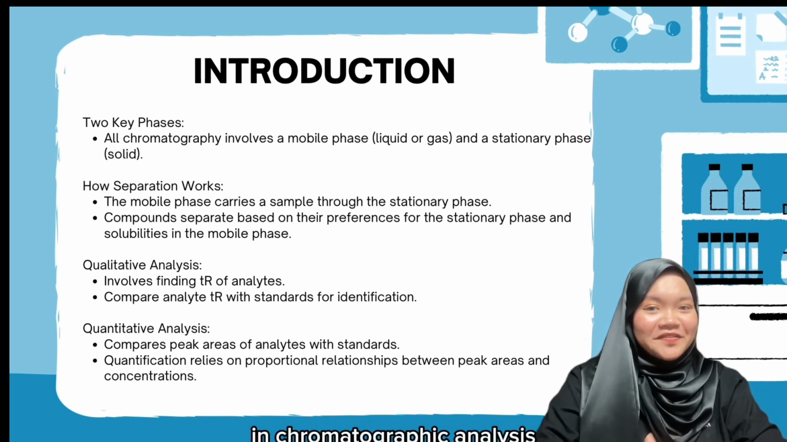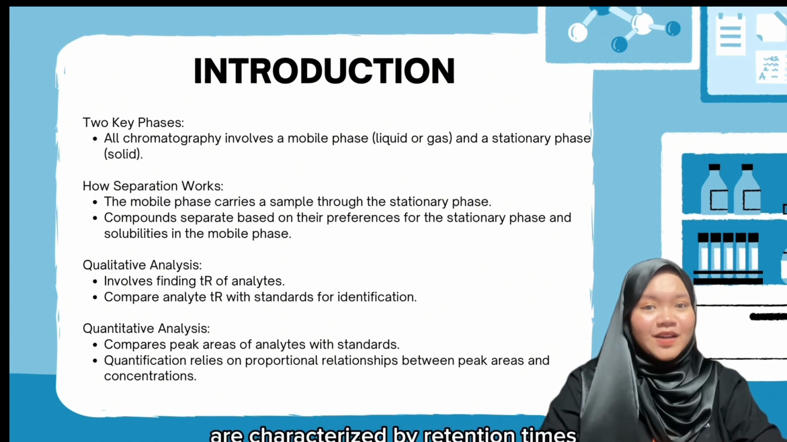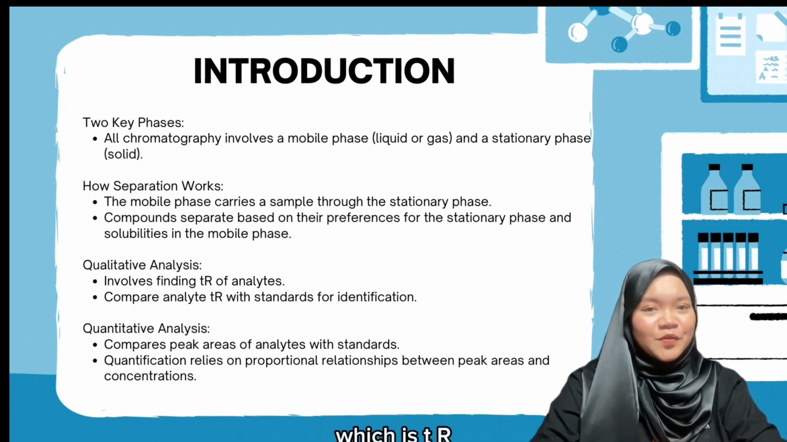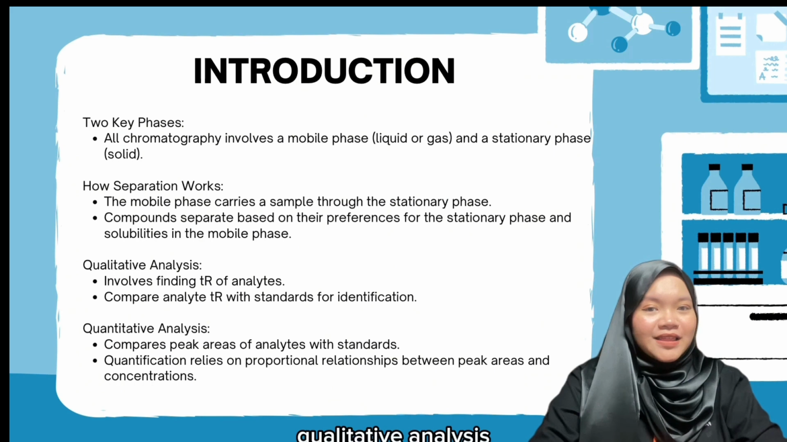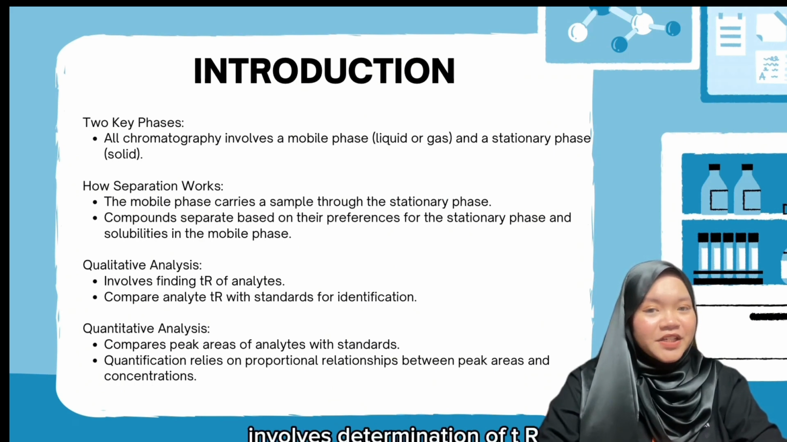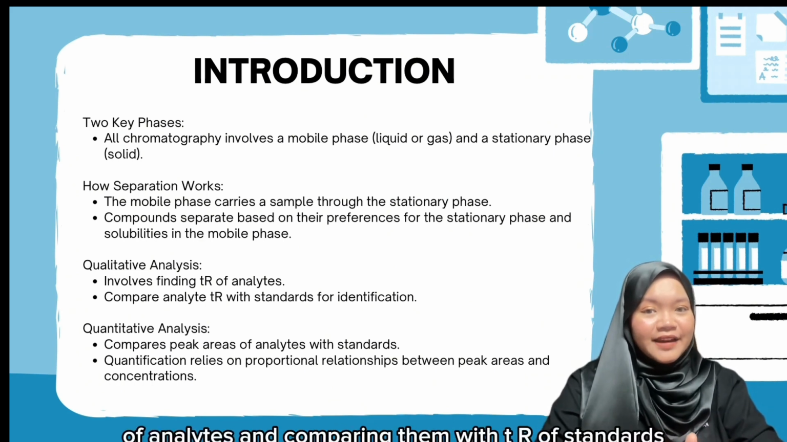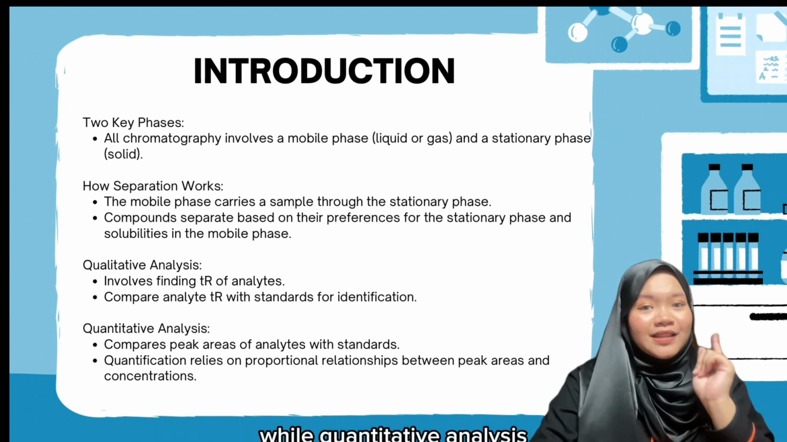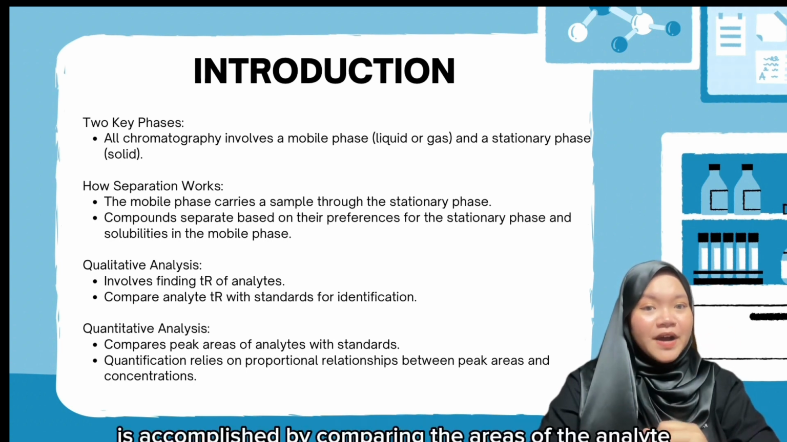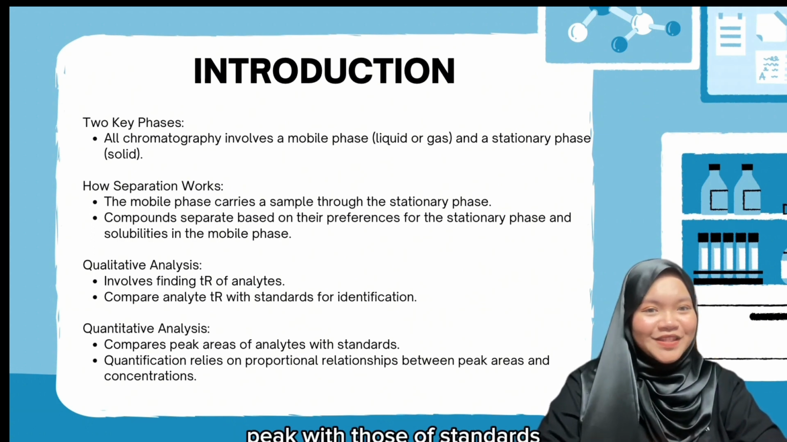In chromatographic analysis, the eluted compounds are characterized by retention times, which is TR. Qualitative analysis involves determination of TR of analytes and comparing them with TR of standards, while quantitative analysis is accomplished by comparing the areas of the analyte peaks with those of standards.